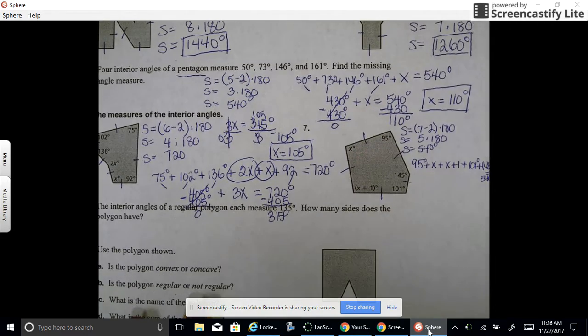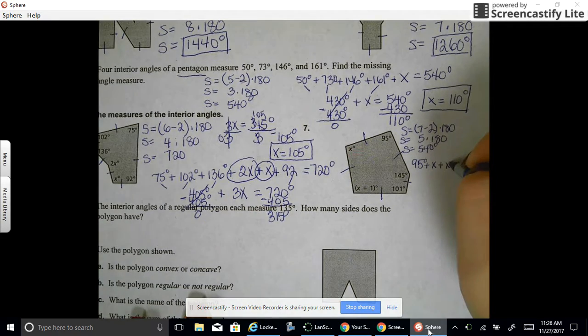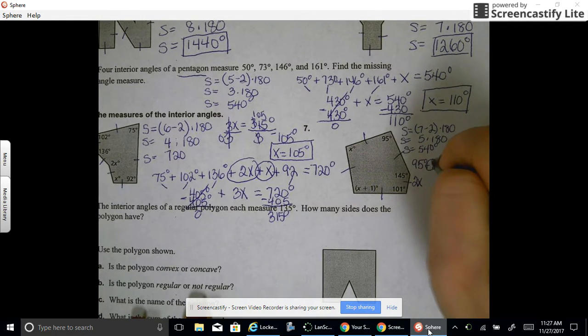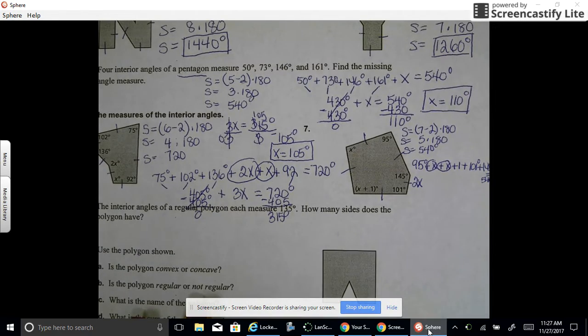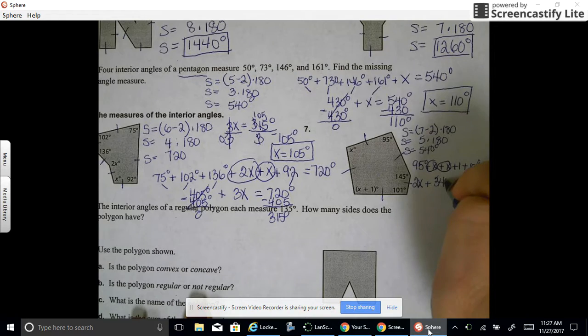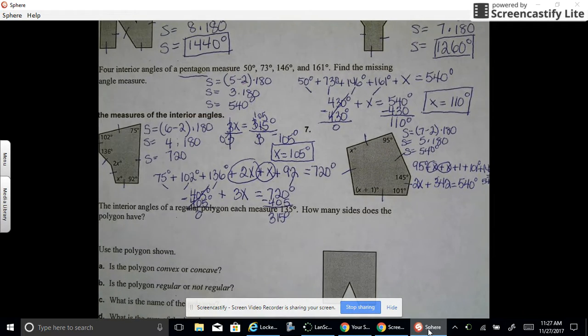So if we add up the x's, x plus x, we wind up with 2x. Now, if we add up everything else we know, which are all the numbers, we come up with 342. And that equals 540 degrees. So if I want to get the x alone on one side of the equal sign, what's the first thing I have to get rid of?